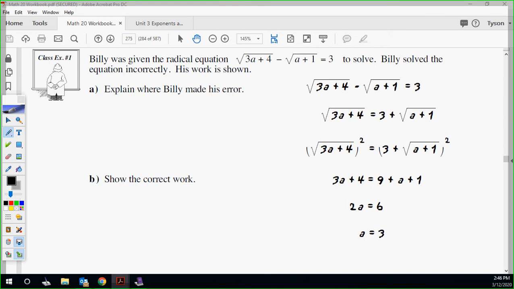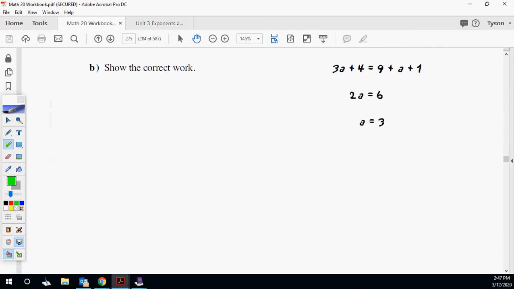Good. Yep, that's correct. So he didn't FOIL. He just squared. He's missing the middle. Okay, very common mistake. You have to make sure that when you do this step, you FOIL this out, because you're going to have another radical. So let's go ahead and do this problem here.